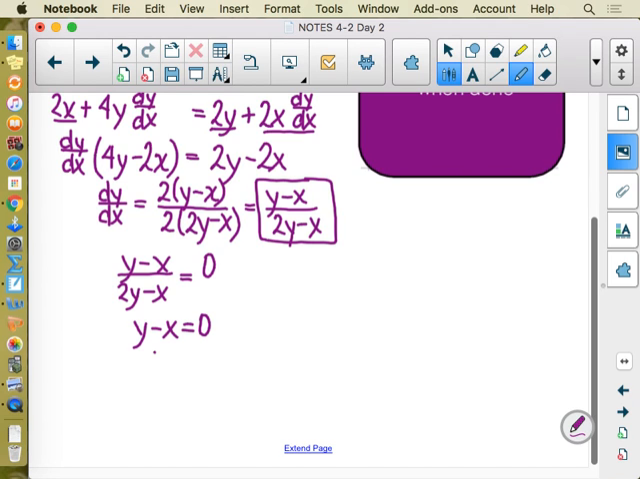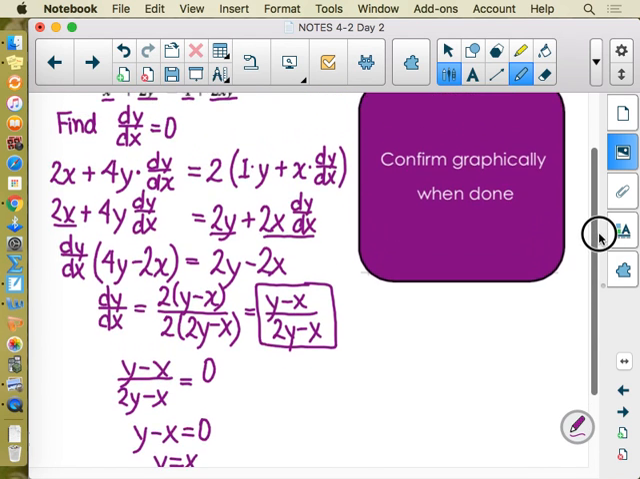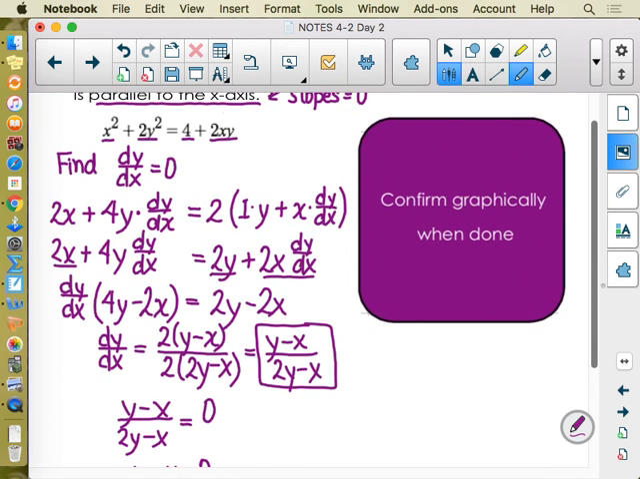So when will y minus x be 0? When y's and x's are equal. And you'd say, well, when is that? So when on the curve of that original function are y's equal to x's? So in our original function up here, to figure out when y's are equal to x's, one way we can do that is to actually set y equal to x in there.